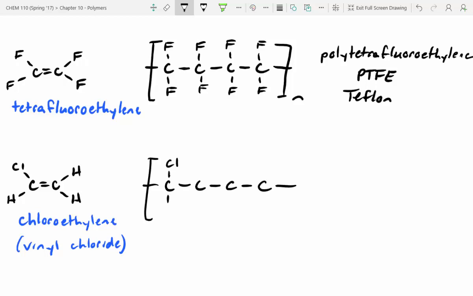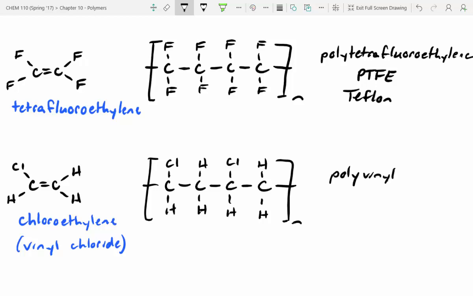So we'll have a chlorine on one carbon. Skip the next one because that has two hydrogens. Chlorine on the next one, and then skip the next one because it has two hydrogens. This is referred to as polyvinyl chloride. Does anybody know what most people will call polyvinyl chloride? PVC.